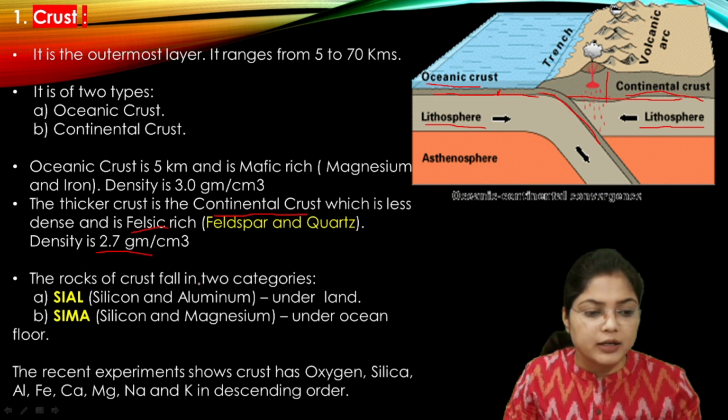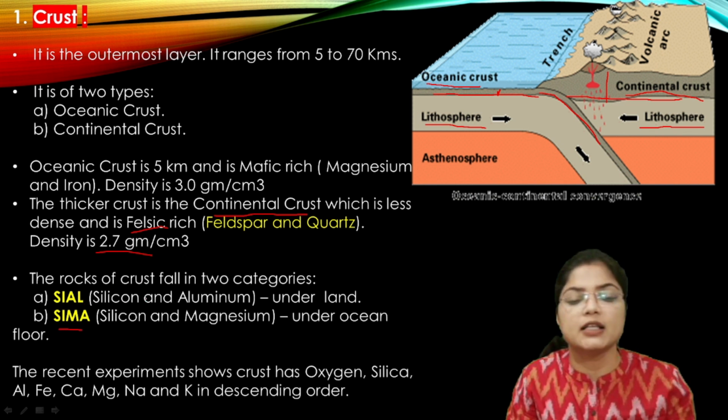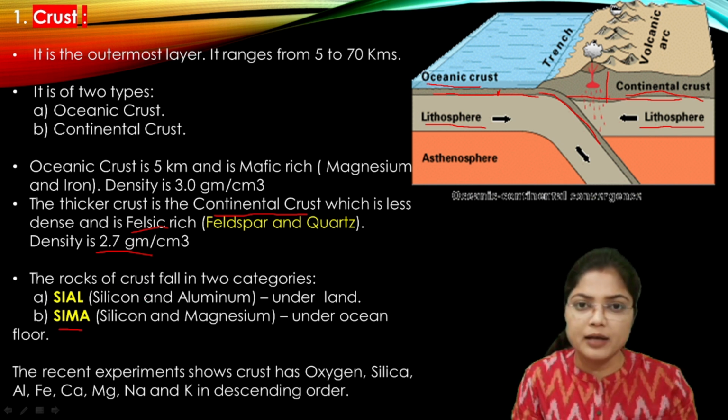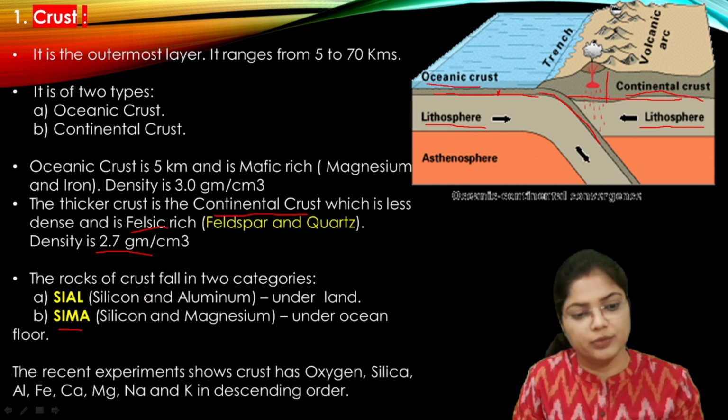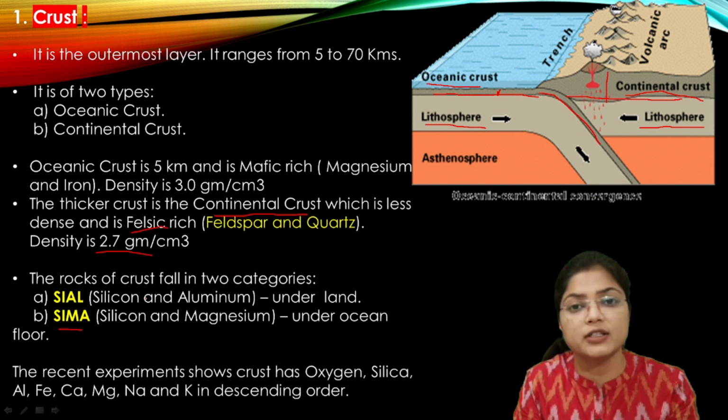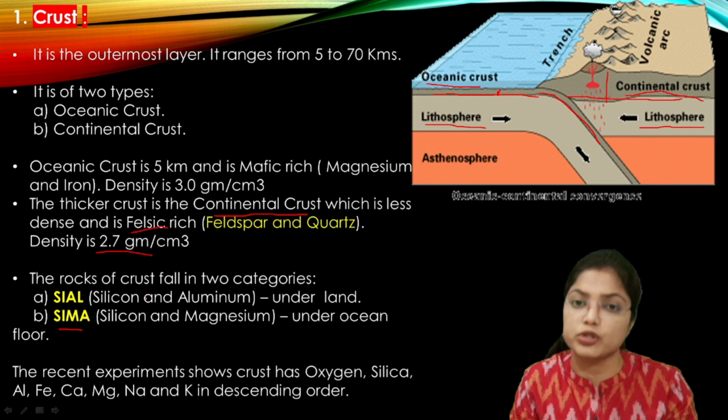The rocks of the crust fall into two categories, Sial and Sima. Sial means silicon and aluminium, and Sima means silicon and magnesium. Sial is found under the continental crust or under the land, while Sima is found under the ocean floor.